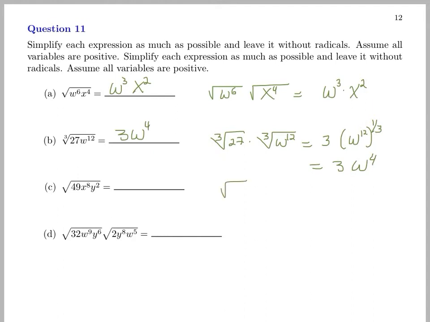This is the square root of 49 times the square root of x to the 8th times the square root of y squared. So that's going to be 7x to the fourth times y.